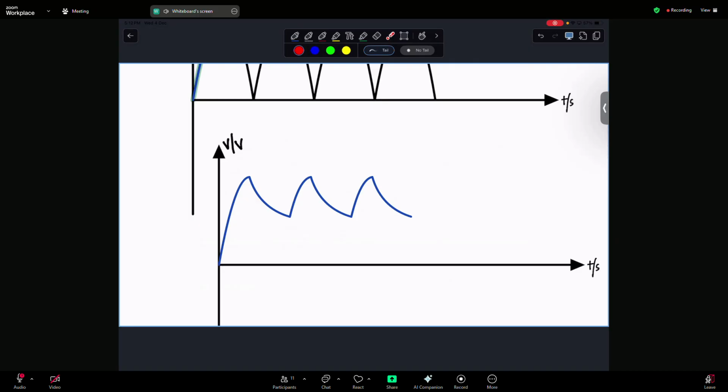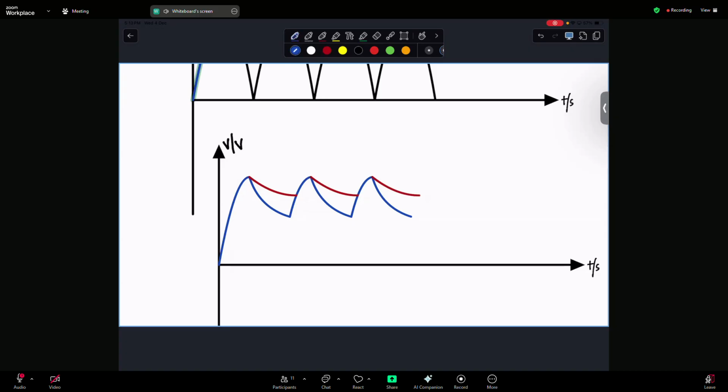Tau equals RC, right? So you can increase your R or you can increase the C. If I increase my capacitance, do you know what will happen? The discharge will look like this. R2 slow hobe, and eta R2 slow hobe. Is it not a bit more flatter than previously?